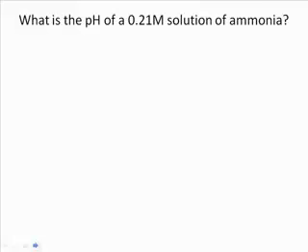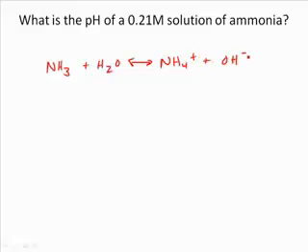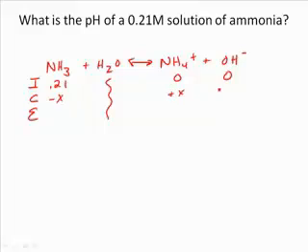Okay, now here we have a base, and we want the pH for that. Okay, when we write our equation here, we have ammonia interacting with water, making ammonium ions and hydroxide. Okay. And we have 0.2100 minus x, plus x, plus x.